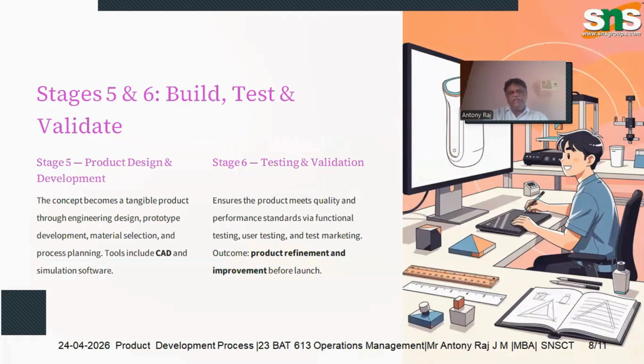And we come to stages 5 and 6, where we build, test and validate again. In product design and development, the physical product is now developed and gets a physical shape. We do the engineering design and prototype development, the selection of materials and process planning, using simulation software as well as tools like computer-aided design. Once a product is developed, you need to do testing and validation again against various performance standards, with user testing, test marketing and functional testing. These are very helpful in refining and improving the product before the launch.